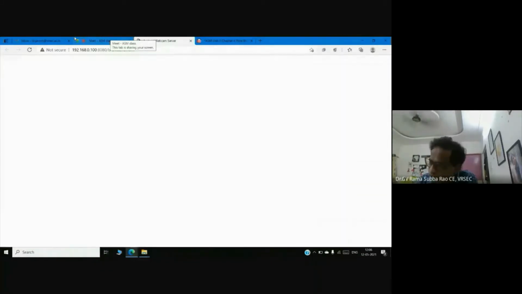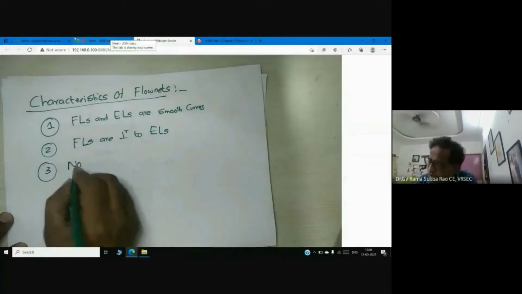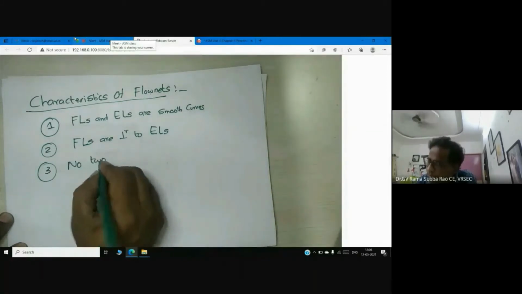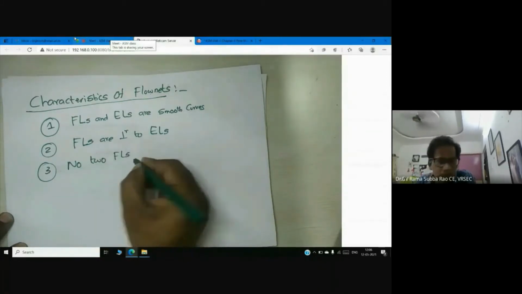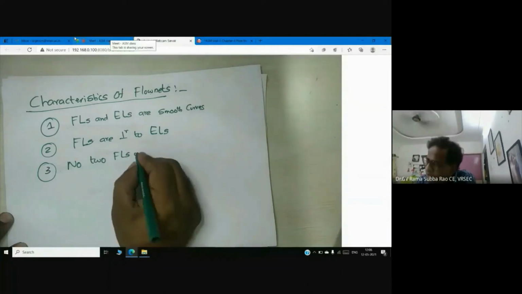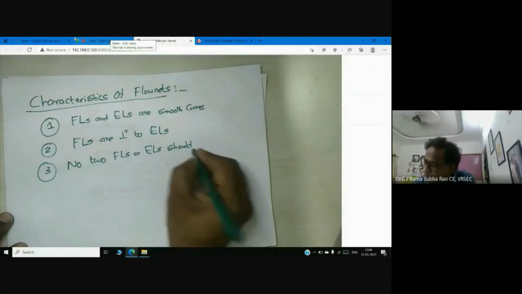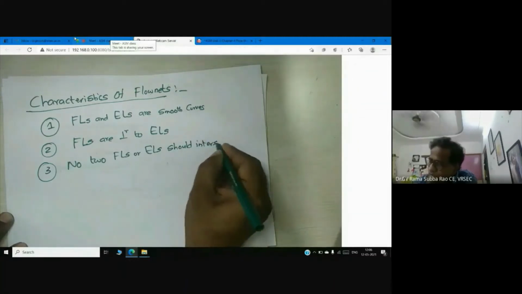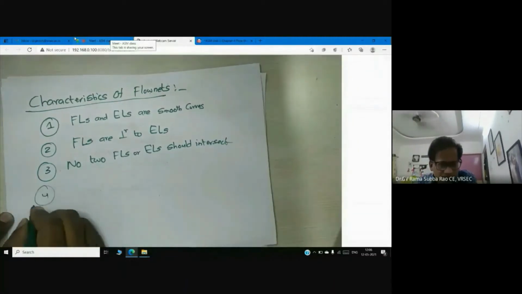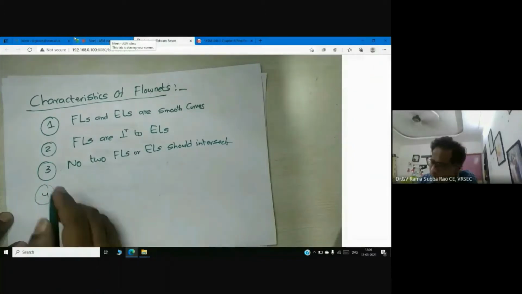Next, no two flow lines or equipotential lines should intersect. I will show you, don't worry. Next point is very important.